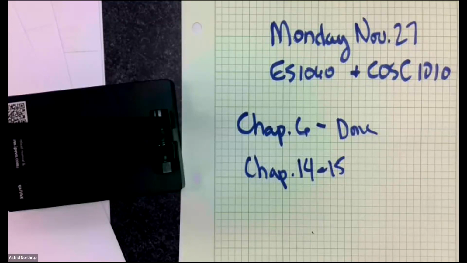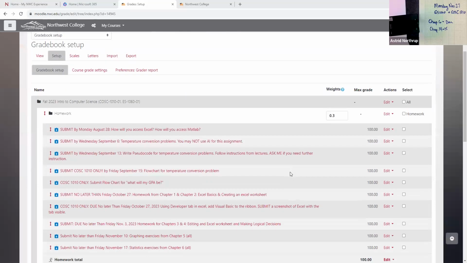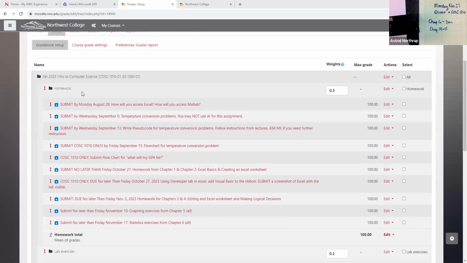So I'll show you. I had to move some stuff around in my grade book because somebody had pointed out to me that things were not in the right place. But underneath homework, this is the setup for the grade book. Your homework, depending on if you're in computer science 1010 or computer science 1060, is worth either 25 or 30% of your grade.